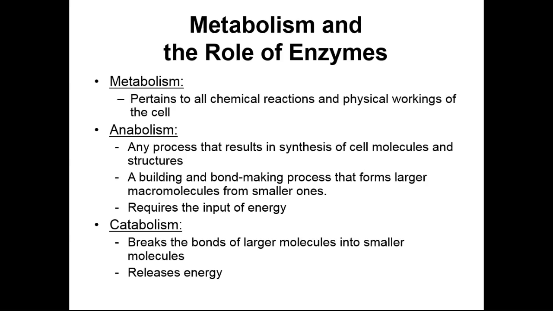We also have catabolic chemical reactions. With catabolic chemical reactions, we start with a large molecule, and we break that larger molecule into smaller molecules. This process of tearing down and breaking apart large molecules into small molecules releases energy. A catabolic pathway, generally speaking, is going to be easier to go through than an anabolic pathway.